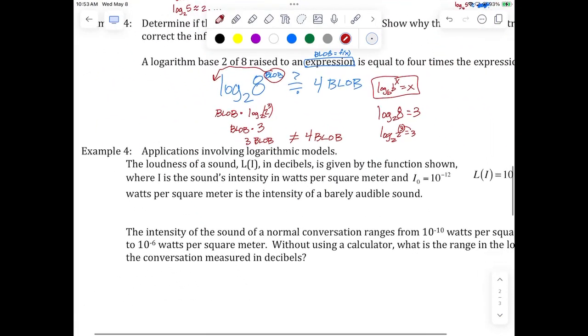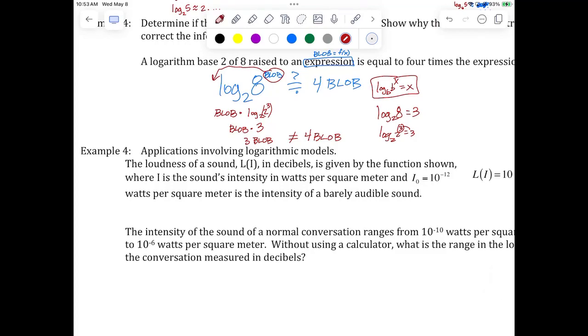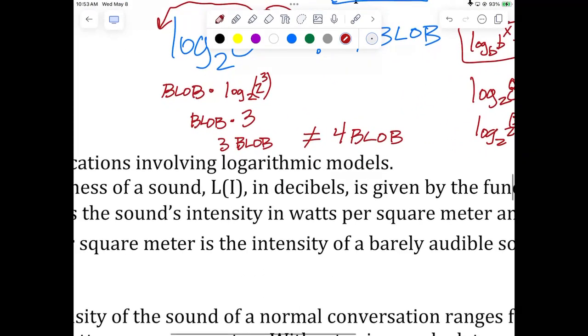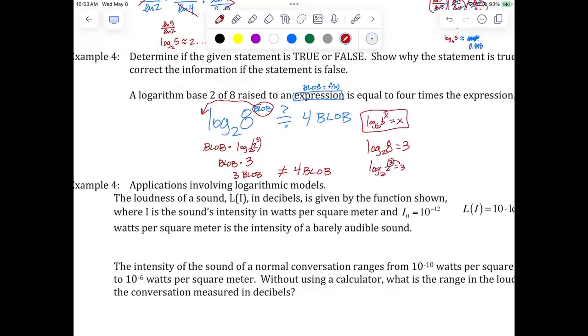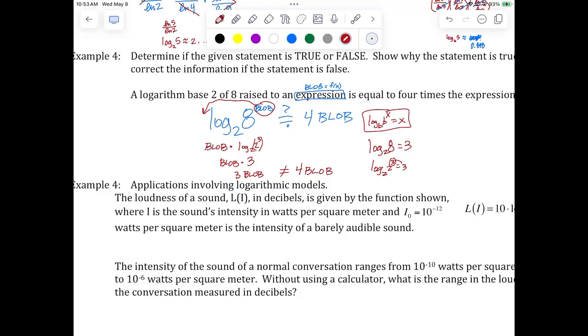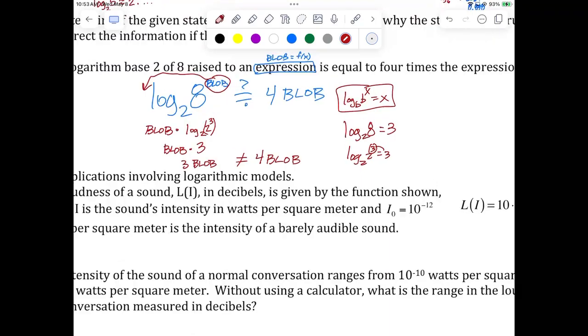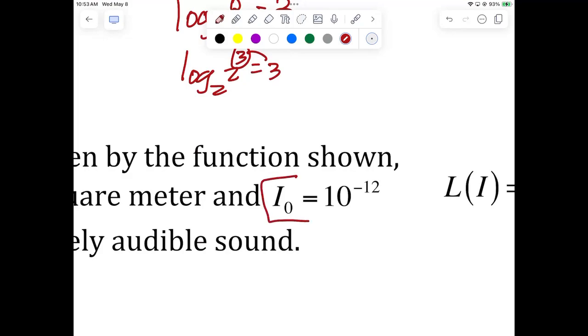All right, applications involving logarithms. Applications. The loudness of a sound. The loudness of a sound, L of I. L is for loudness, I is for intensity, okay? Is given by the function where I is the sound's intensity in watts per square meter, and I sub O is 10 to the negative 12. This is basically the faintest sound. This is the basis. This is the faintest audible sound.